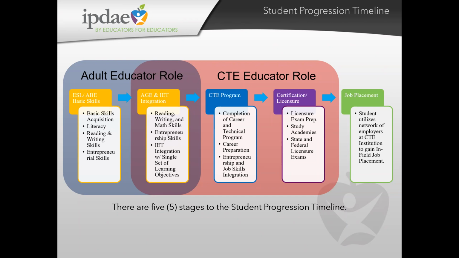Then we move on to the third stage of the student progression timeline, which is the CTE program itself. At this point, the adult student has already learned their basic skills. Hopefully, they have learned their entrepreneurship skills, and they have completed a transition academy. They have succeeded in gaining the skills and the knowledge from the single set of learning objectives set forth by the IET strategy at the adult center. And in the career and technical program, they'll complete a certification, they'll learn entrepreneurship and job skills, and they will prepare for certification and licensure.